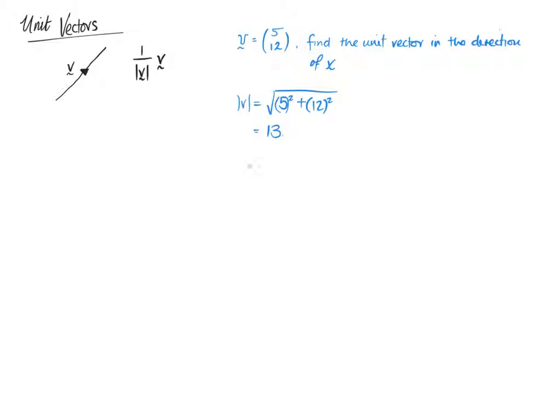Okay, so the unit vector is going to be 1/13 of (5, 12), which is equal to 5 over 13 and 12 over 13. Okay, and that works for any vector at all that we can find the unit vector in its direction.